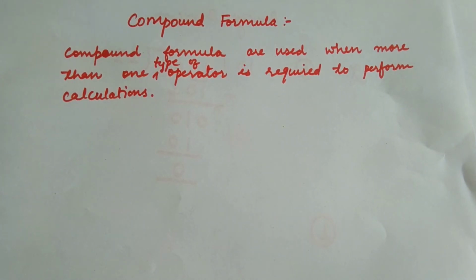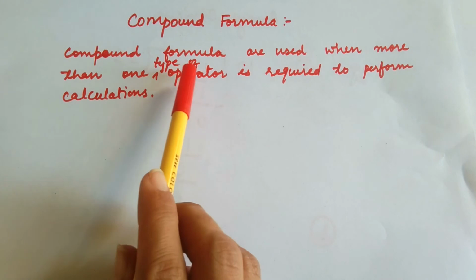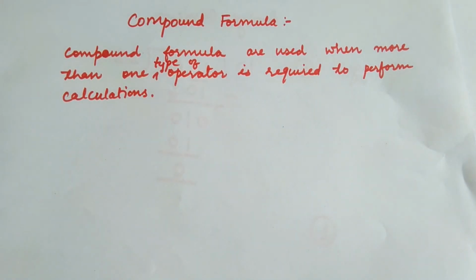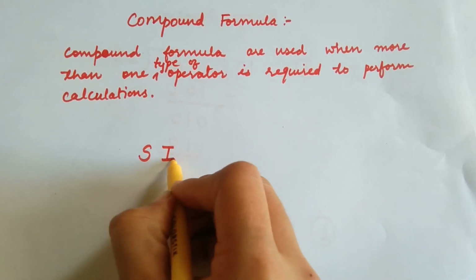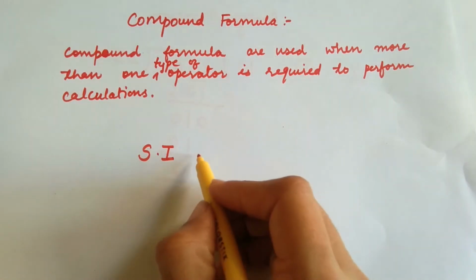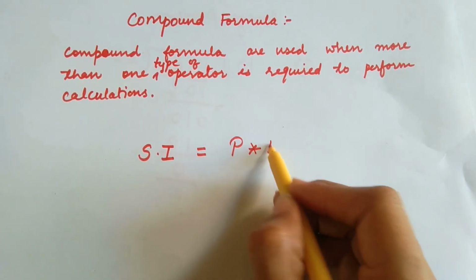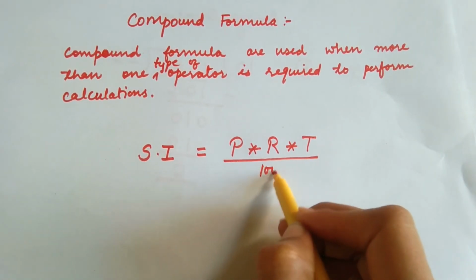The next concept is compound formula. Now we have learned how to create a basic formula. Now we will see what a compound formula is and how to do calculations with it. Compound formulas are used when more than one type of operator is required to perform calculations. Let's say I have an example. Suppose I want to calculate simple interest. Now what is the formula for simple interest? Principal multiplied by rate multiplied by time divided by 100.